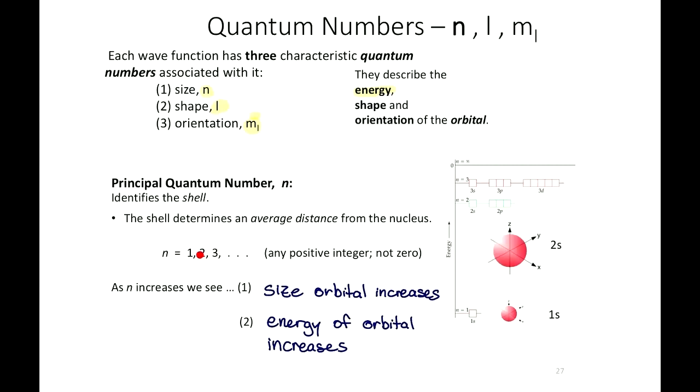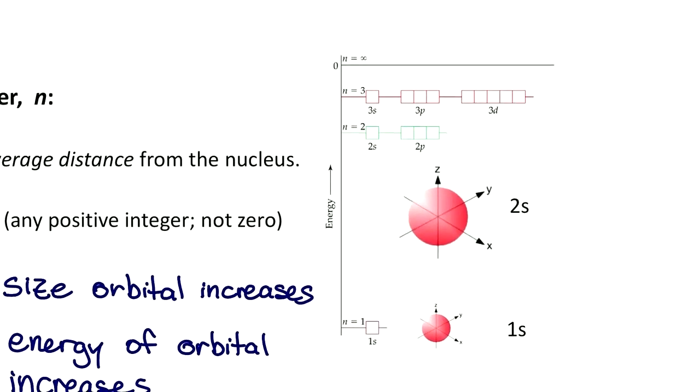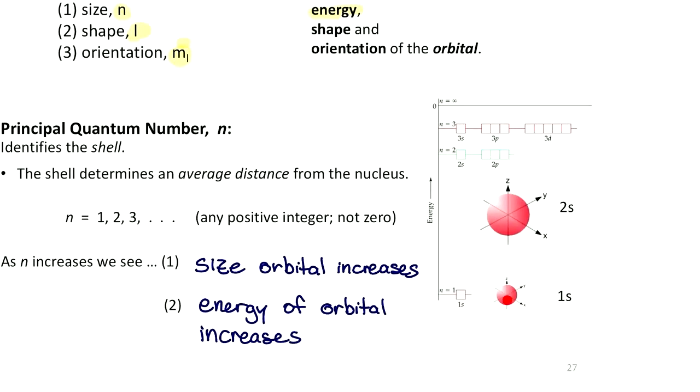All of these n quantum numbers are integer values. Actually, most of these quantum numbers are integer values. So our n quantum numbers can be 1, 2, 3, so any integer other than 0. As n increases, typically the size of our orbital increases and the energy of our orbital increases. I have over here some examples. Here is an electron in an n equals 1 energy level.